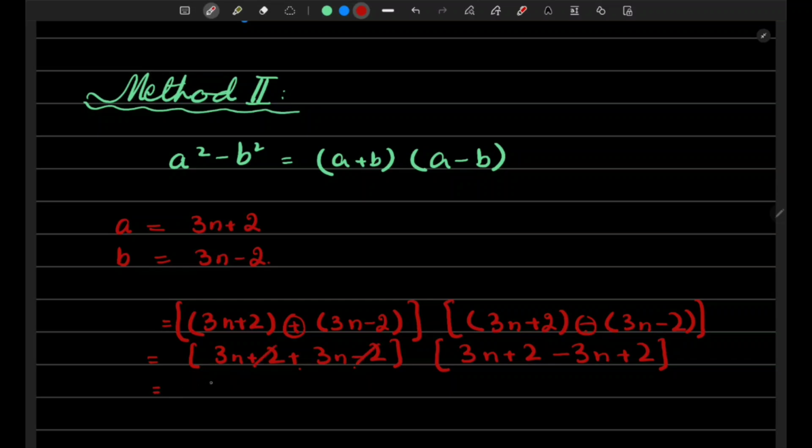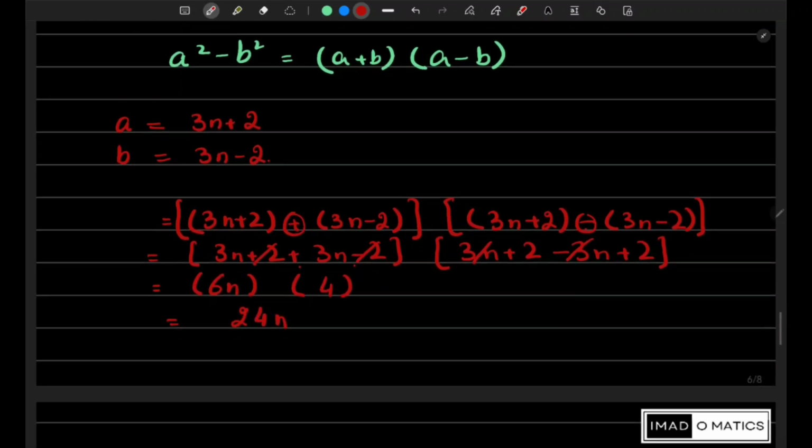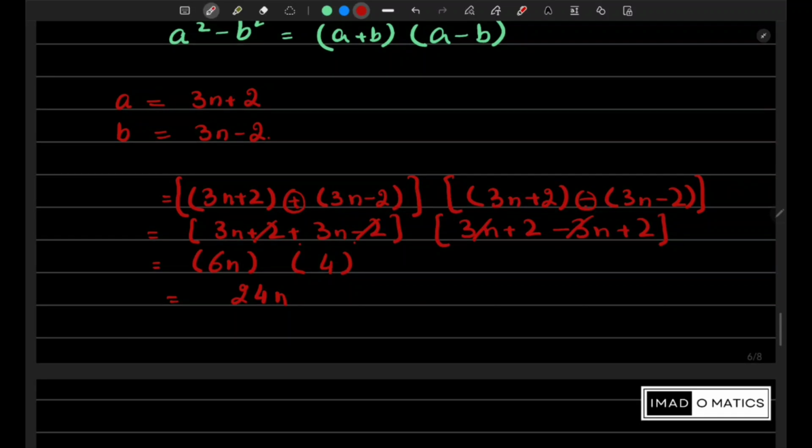Now solving the equation, here we are left with 6n and here we are left with 4, which turns out to be equal to 24n. 24n is also a multiple of 12, can also be written as 12 into 2n.